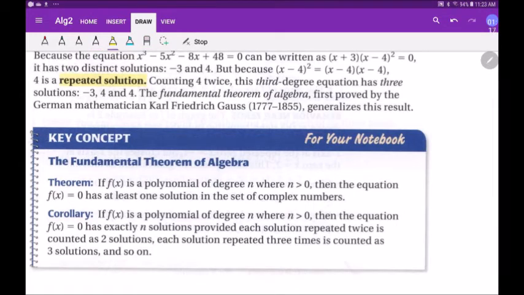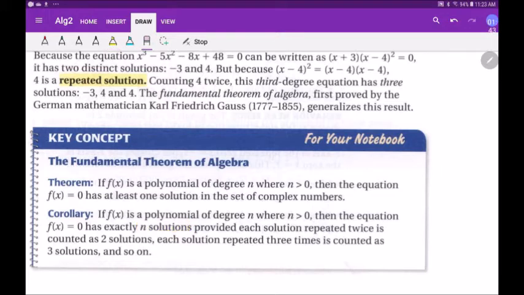But then the corollary says, if f of x is a polynomial of degree n, where n is greater than 0, then the equation f of x is equal to 0 has exactly n solutions. That's a little bit more grand there, provided each solution repeated twice is counted as 2 solutions. Each solution repeated 3 times is counted as 3, and so on.